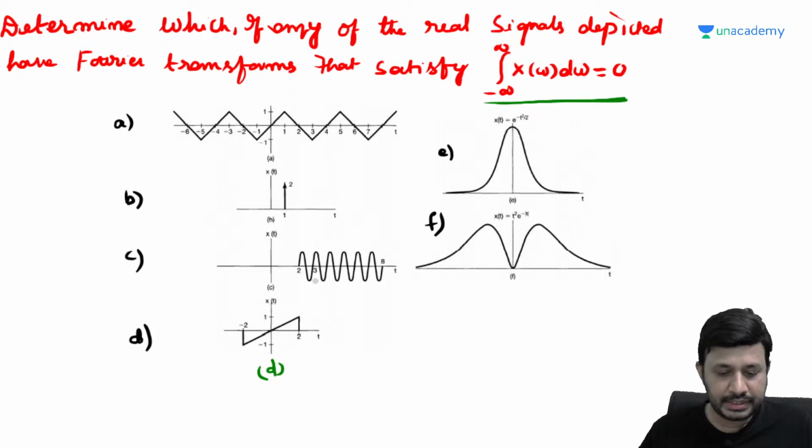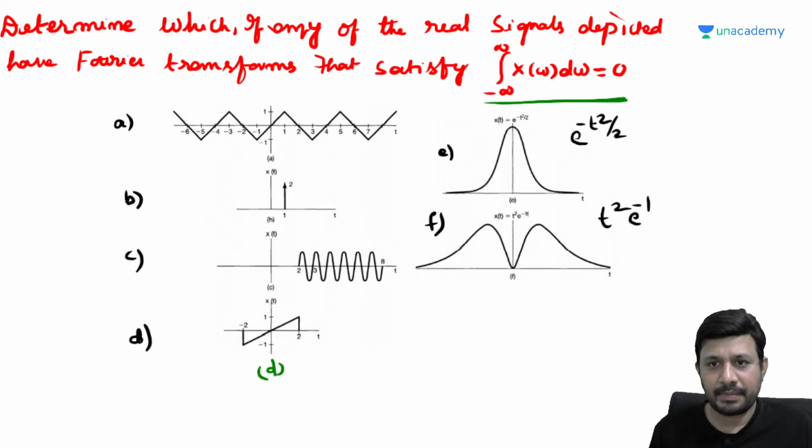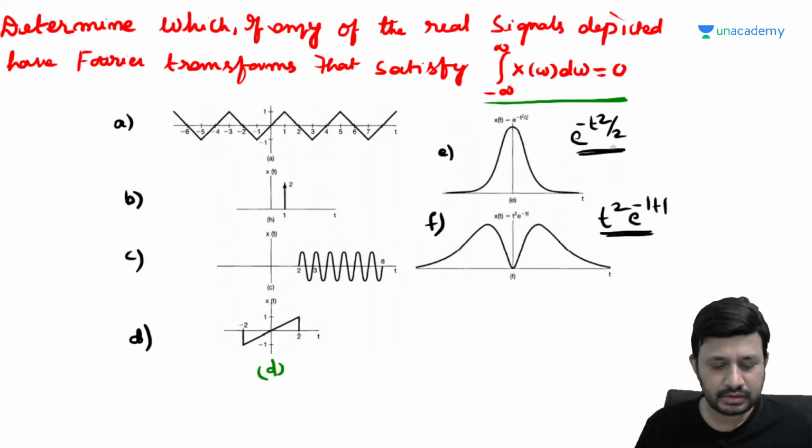Where is zero? Okay, equations you are not concerned with, Arvind. e power minus t square by 2, a Gaussian pulse. This is t square e power minus mod t. Come on, type your answers. How many of these signals satisfy that relation?